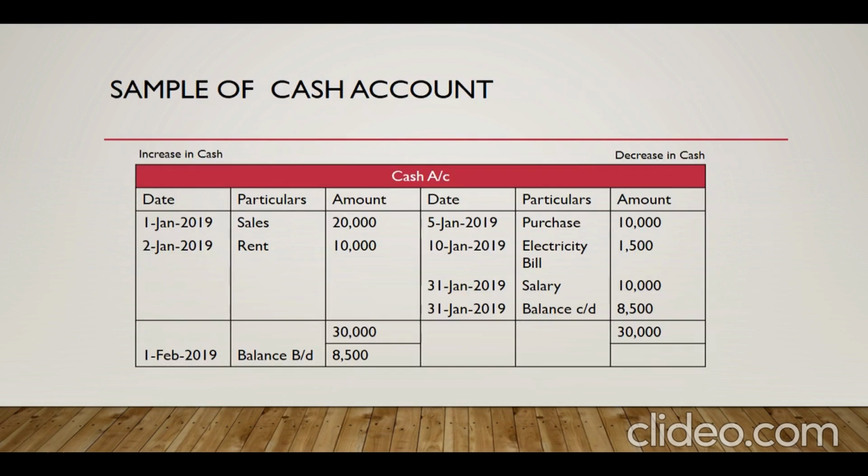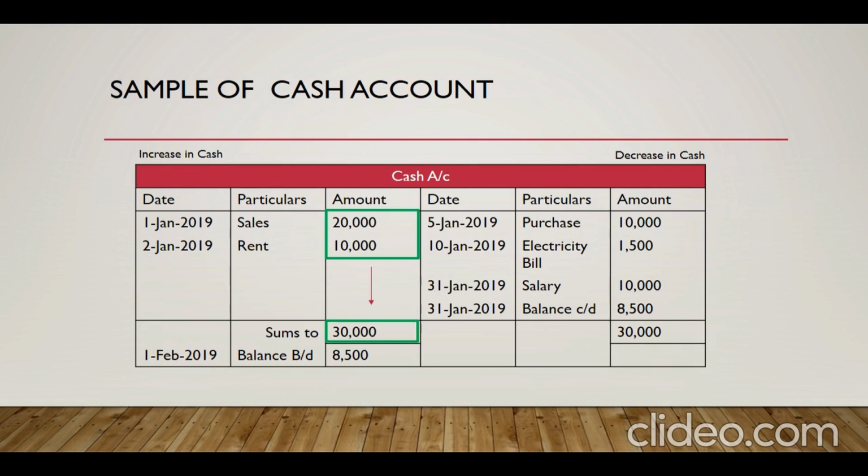Let me show you how a cash account would look. This is the format which we use in accounts to record cash inflow and cash outflow. On the left hand side, I have recorded all those activities by which my cash has increased, and on the right hand side I recorded all those entries by which my cash got decreased. There was an increase in cash because I made sales worth 20,000 and I received rent worth 10,000, and the total of cash inflow is rupees 30,000.